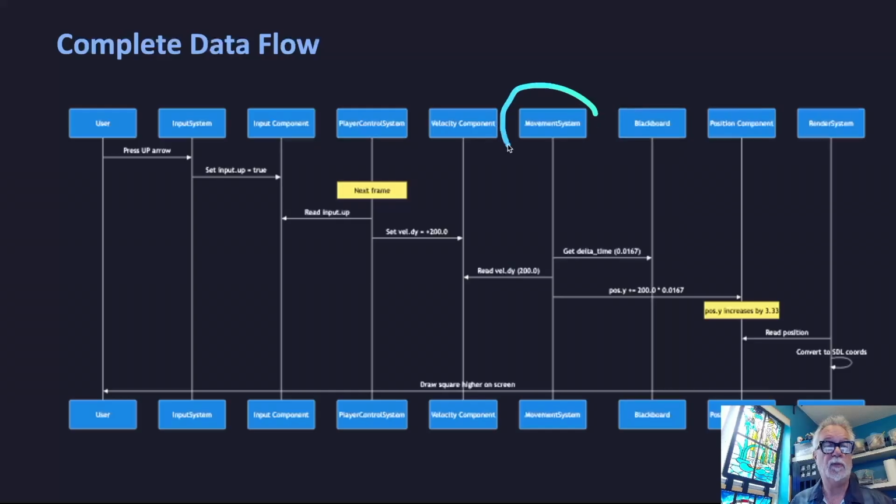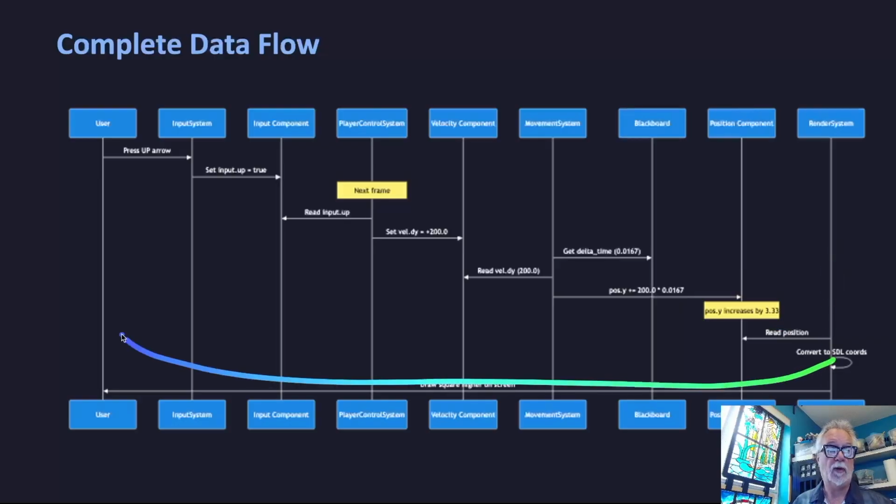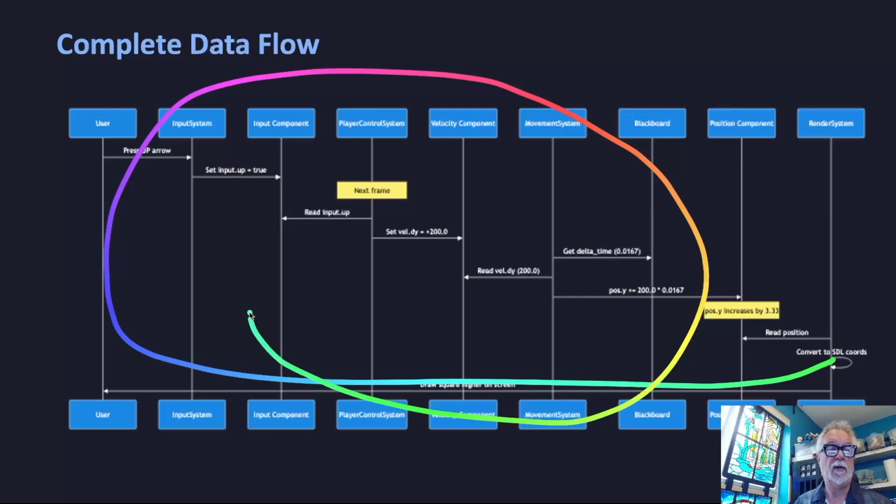My movement system reads it, and it takes the 200. It gets the delta time from the blackboard, and it updates the position of X, which is right here. And now our position has increased by 3.3, and so my render system now displays that in the correct way. And then we go around and around and around as long as this is happening, right?